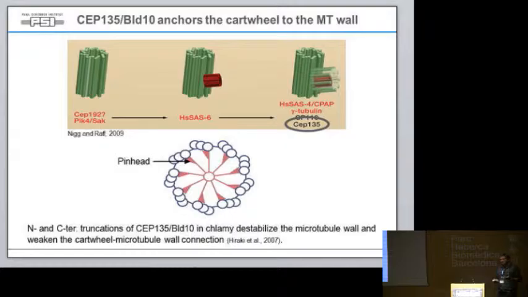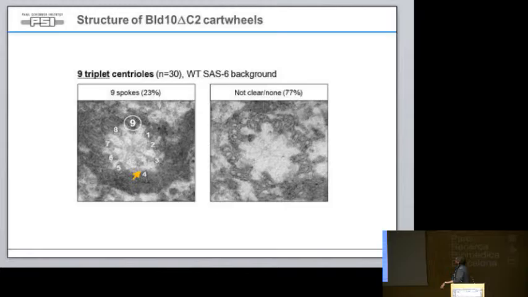And in this paper here, it was described by using N- or C-terminal truncation of this Bld10 protein in Chlamydomonas, that this destabilizes the microtubule wall and also weakens the cartwheel-microtubule wall interaction. So the first thing we did is we characterized this Bld10 delta C2 strain and assessed the symmetry of the cartwheel in this strain. So that's a single mutant. There is no SAS-6 or NN24 introduced at that stage.